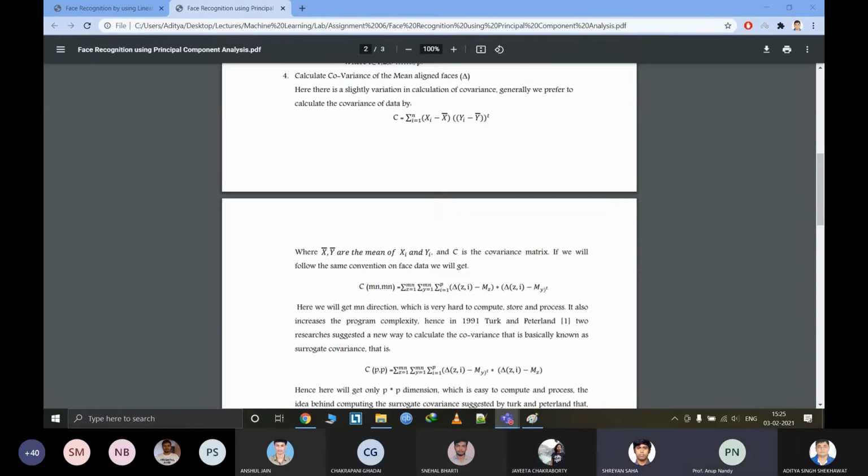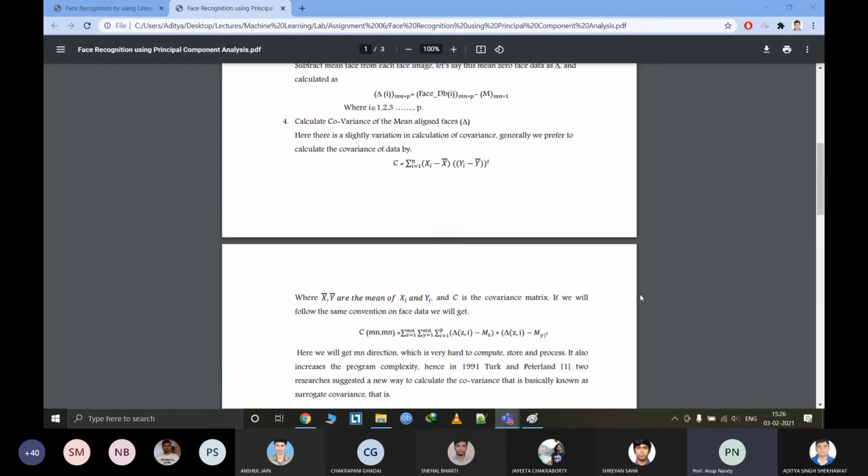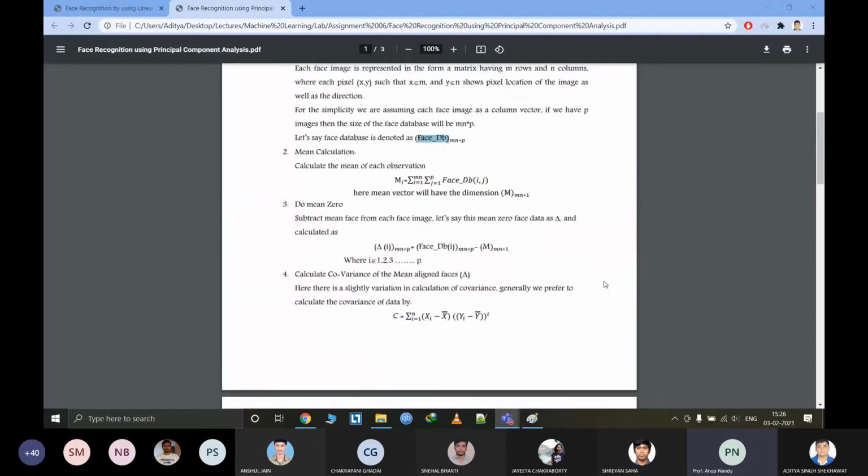So delta Zi is a mean aligned face. You can consider the mean aligned face, or you can take the actual images which are given to you. It is up to you. So the second step you can skip. If you consider the second step, then this formula is valid. If you consider the third step, then this formula is valid. If you do not do the mean zero, then no need to use it.